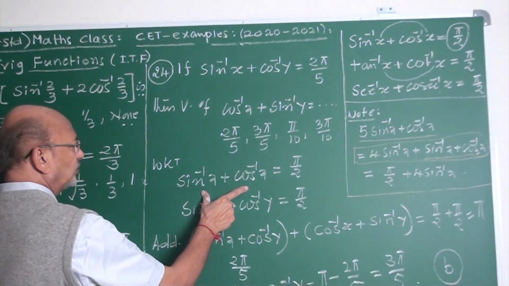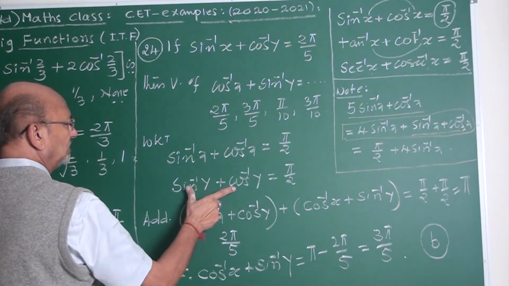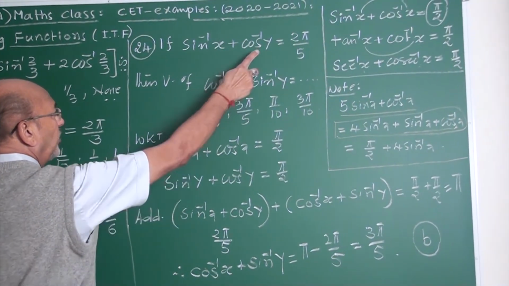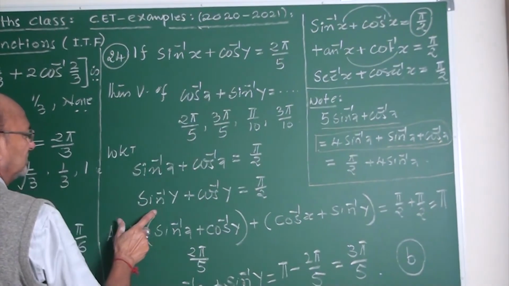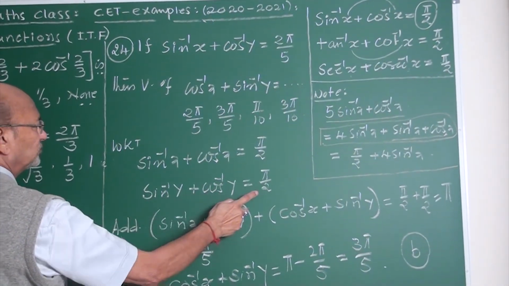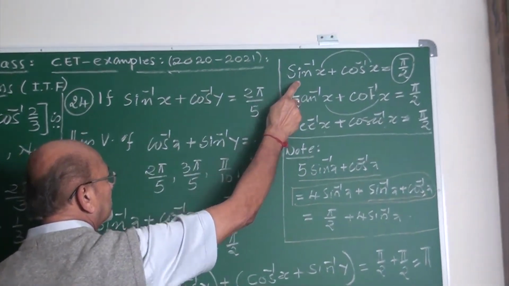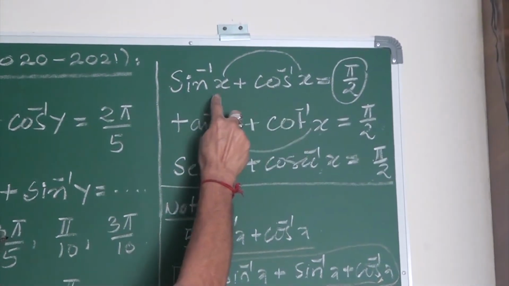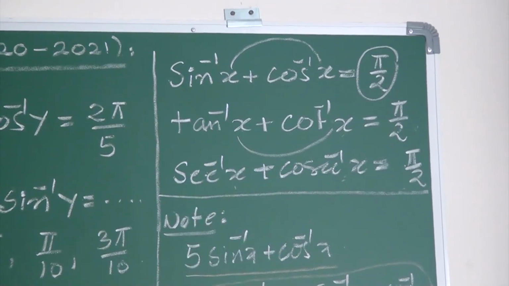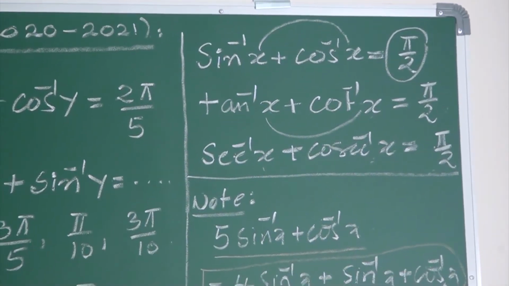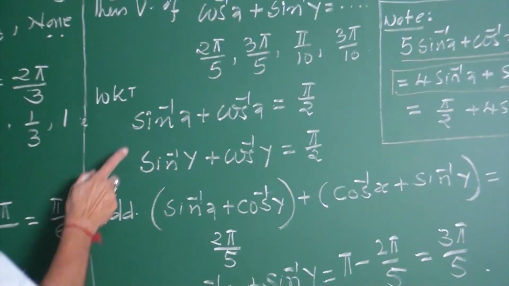Sine inverse x plus cos inverse x is pi by 2. Also, instead of x, you have y also. Write it: sine inverse y plus cos inverse y is pi by 2. Making use of this, my friends, sine inverse x plus cos inverse x, either x or y or z, it is pi by 2. Now, you add these two.